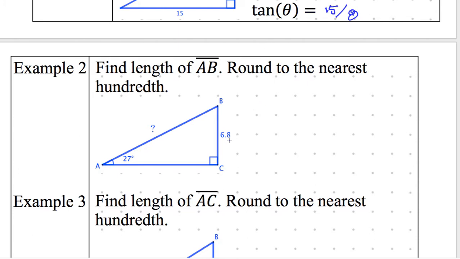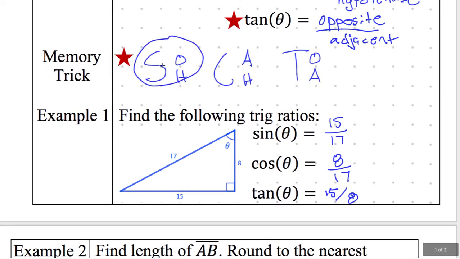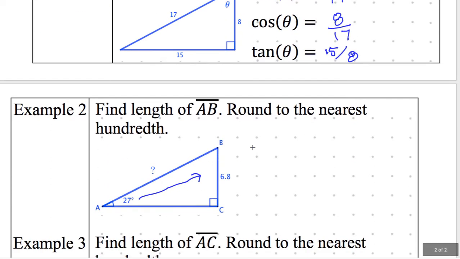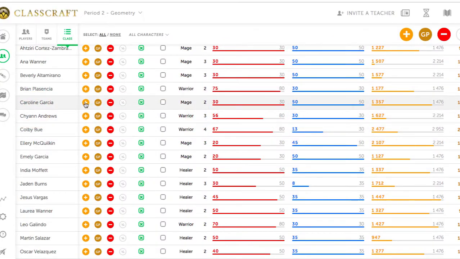It is indeed sine, because opposite of the angle over hypotenuse. So, I'm looking at this. Opposite over hypotenuse, we're dealing with the SO of SOHCAHTOA, so it's going to be sine. So write down sine in your notes, everyone. Thank you, Caroline. You got a little bit of extra, sorry about that.